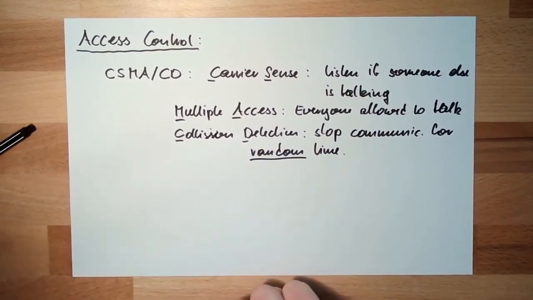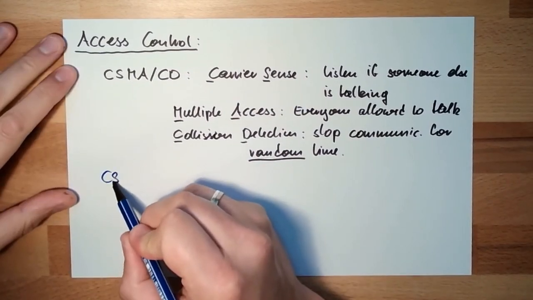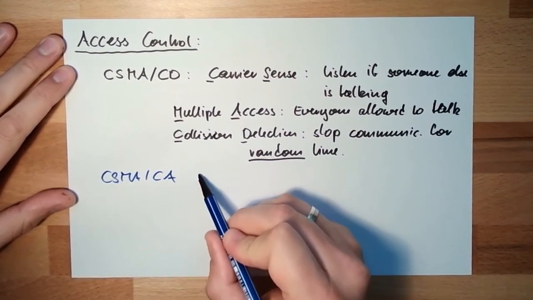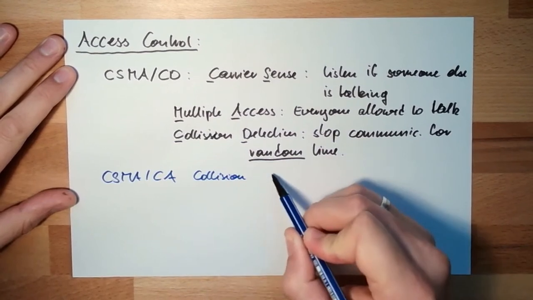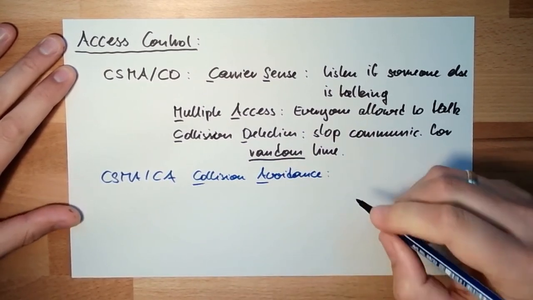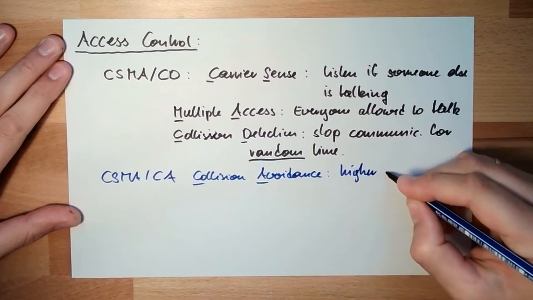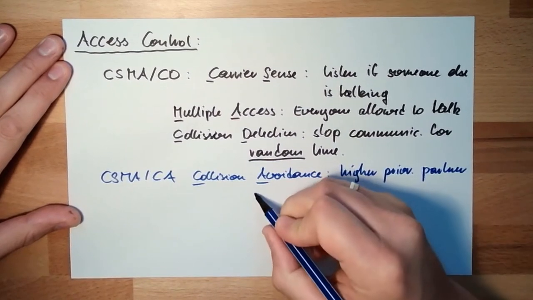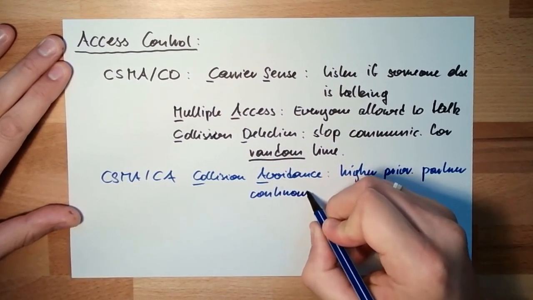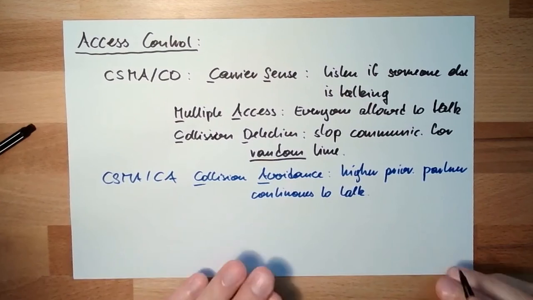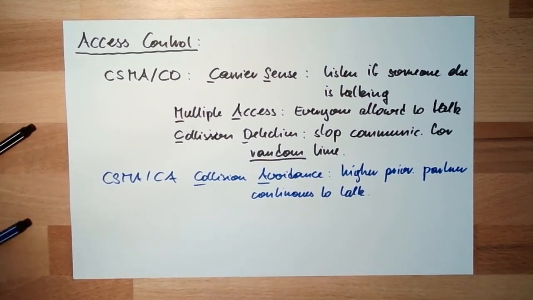Okay, there is a variation of this. This is called CSMA CA. The first part is the same. And the CA means collision avoidance. This means the higher priority partner continues to talk, and the lower priority partner is stopping. This makes it sure that the higher priority partner can deliver its message.